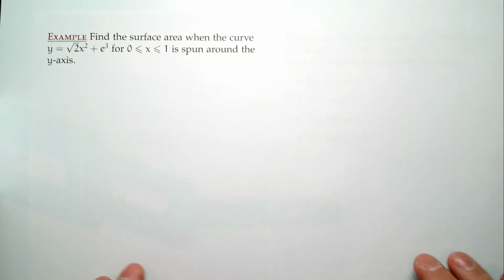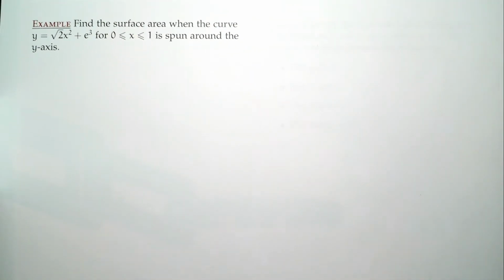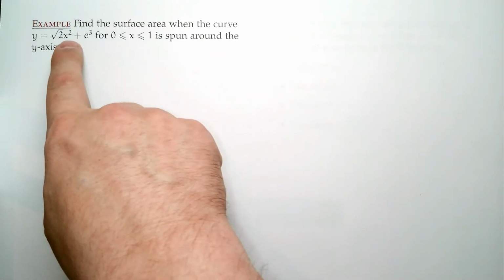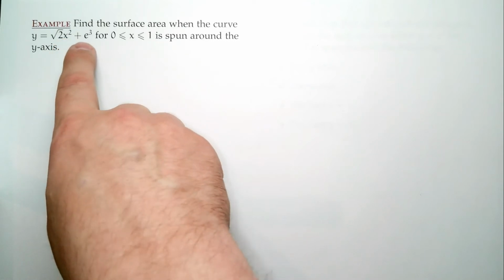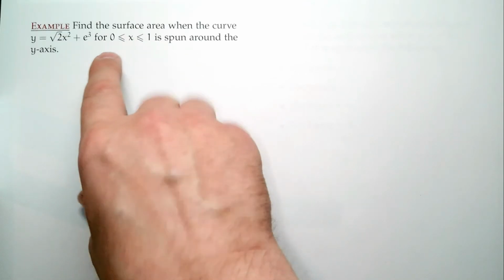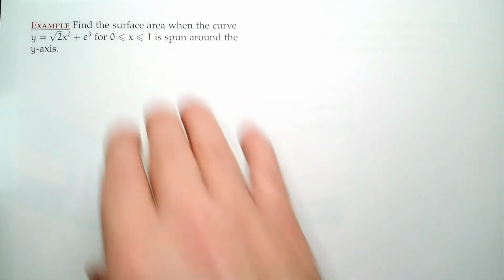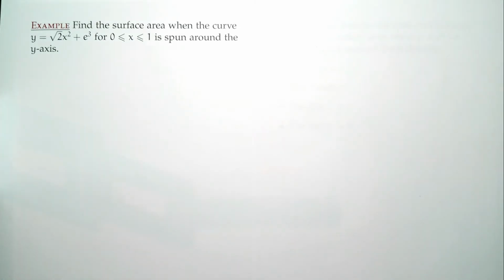So let's do another problem. Find the surface area when the curve y equals square root of 2 times x squared. The x squared is not inside the square root, so be careful here. The square root of 2 is just a number times the quantity x squared, plus e cubed for 0 less than or equal to x less than or equal to 1 is spun around the y-axis. All right.